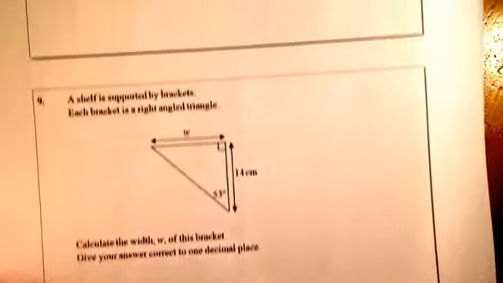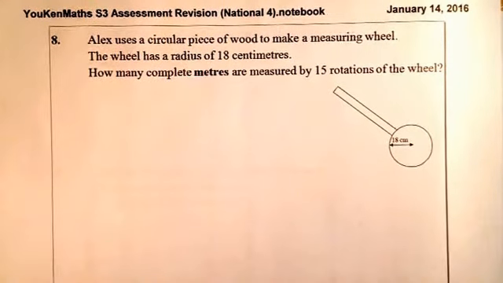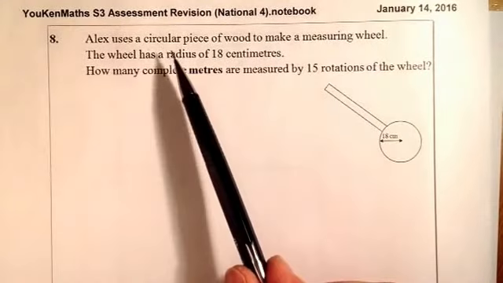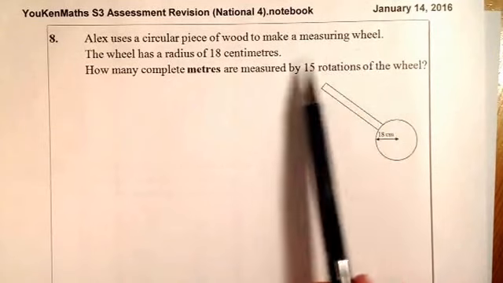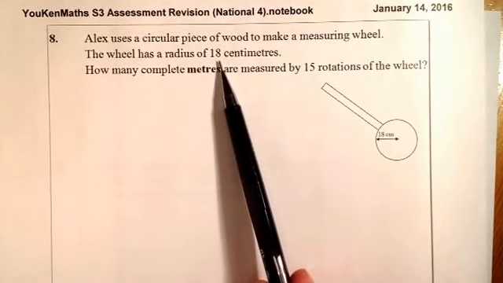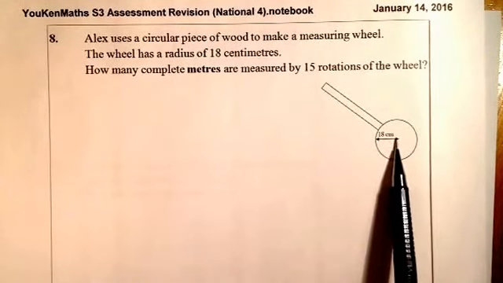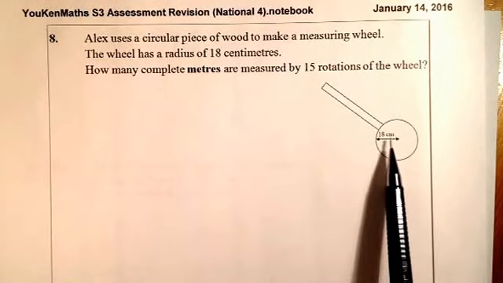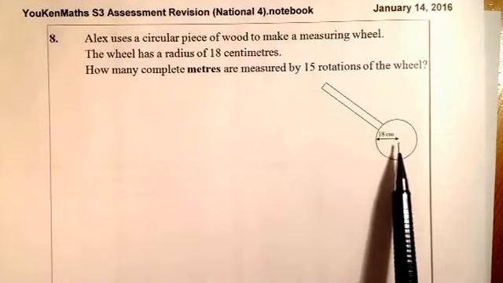Let's look at question 8. Right, in question 8, we've got Alex uses a circular piece of wood to make a measuring wheel. The wheel has a radius of 18 centimetres, so there's the diagram there. We've got 18 centimetres as the radius. That's halfway across the circle. How many complete metres are measured by 15 rotations of the wheel?